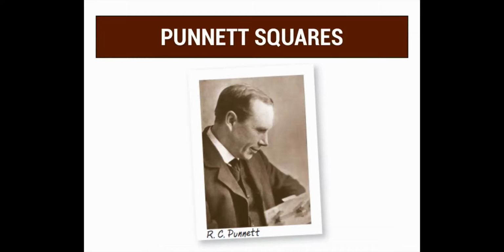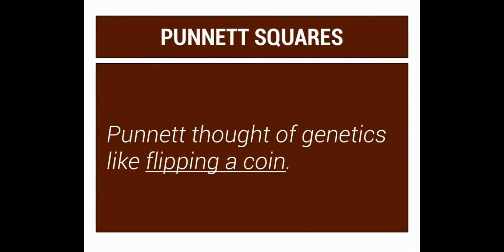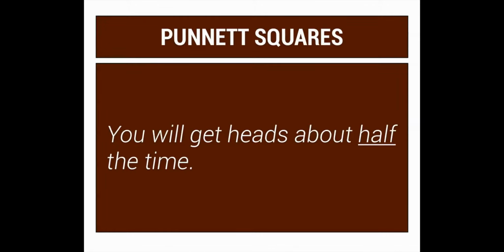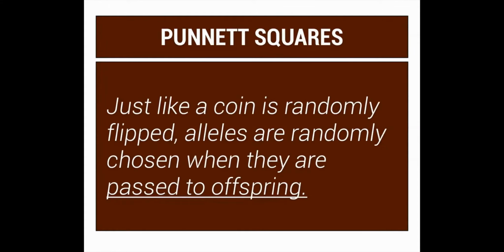to do Punnett Squares. Punnett, the guy, this guy back here, thought of genetics like flipping a coin. Sometimes you get heads, sometimes you get tails. You'll get heads about half the time. Just like a coin is randomly flipped, alleles are randomly chosen when they are passed to offspring. And so Punnett wanted a way to try and figure out when and where these things would happen. So he created something known as a Punnett square.